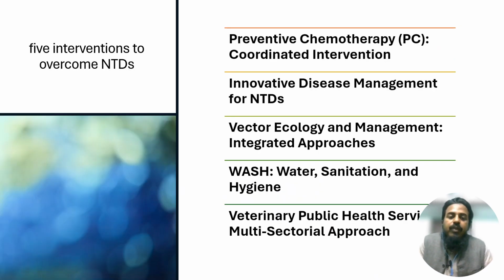Basically, five interventions have been given to overcome these NTDs. The first one is preventive chemotherapy, by coordination and intervention. This involves the coordinated use of anti-helminthic and antimicrobial medicine alongside complementary public health interventions. It also focuses on treating populations at risk, by identifying who the populations at risk are and directly treating them.